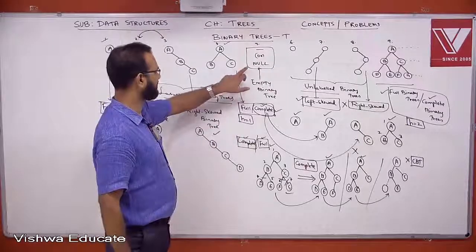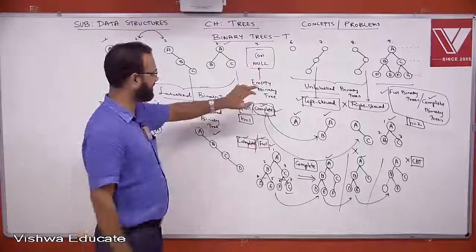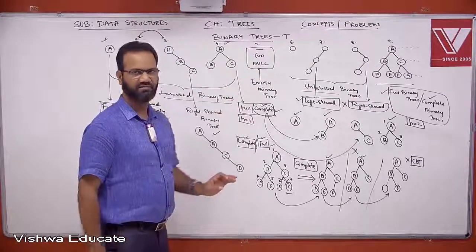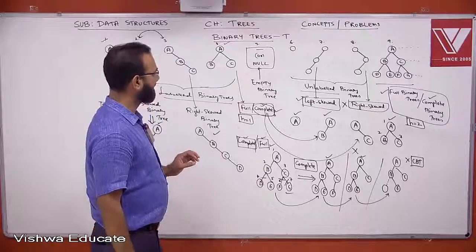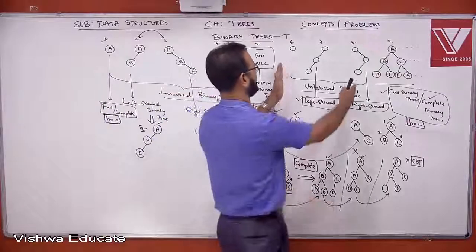One special form is over here: null, nothing is there. You call this an empty binary tree. Then these are some special forms again.